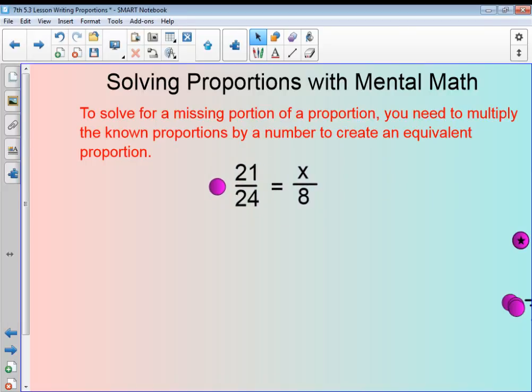Okay, so this one, I want you to try. So go ahead and try this one out. This time you're solving for that missing back number. Okay, so you'll be working multiplication, or actually in this case division, because it's making it a smaller number. So what could you do to 24 to make it become an 8? Go ahead and pause your video and work your way through this one.